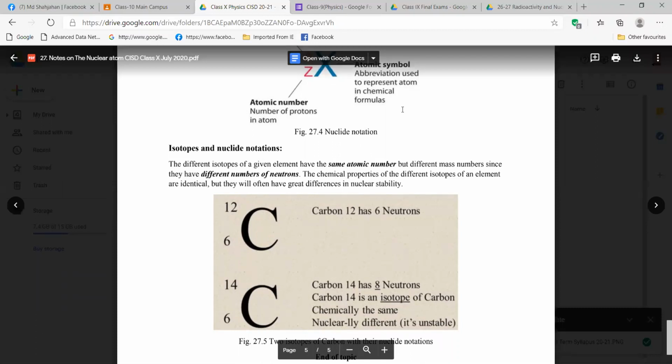One topic is done. There will be another topic, Topic 26, that is radioactivity. We discussed the nuclear atom.